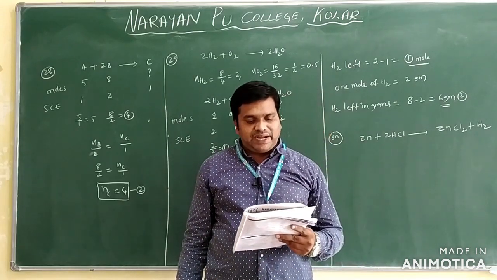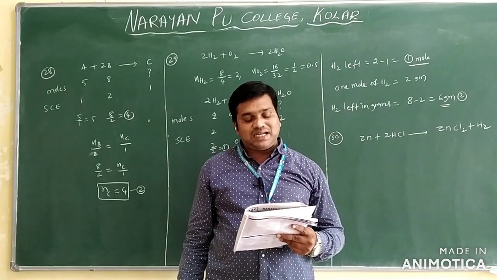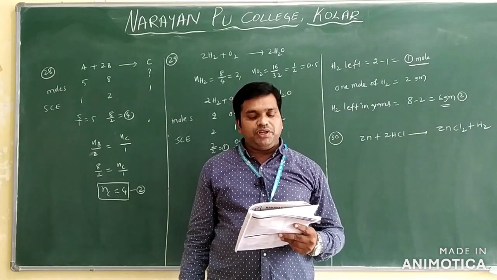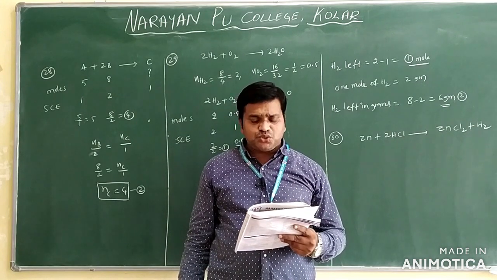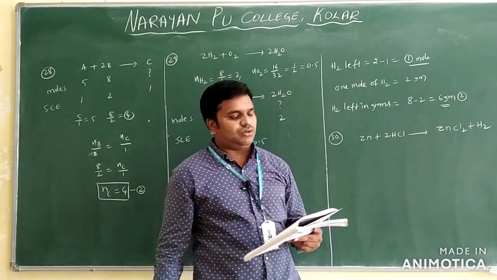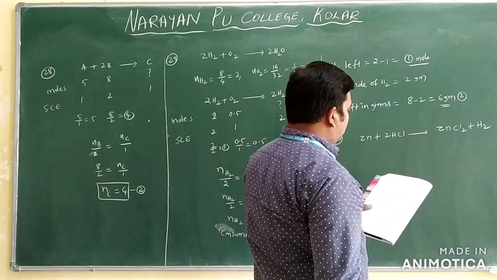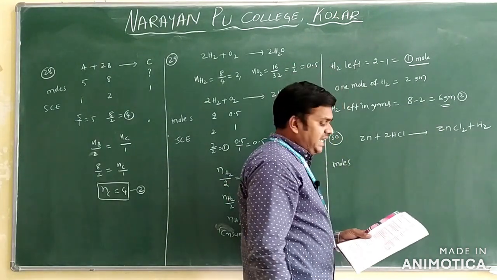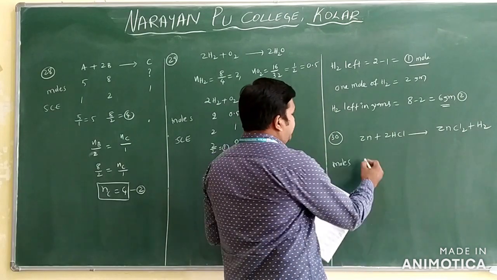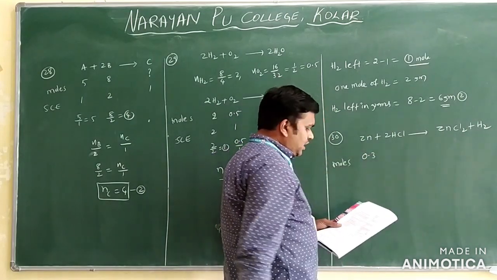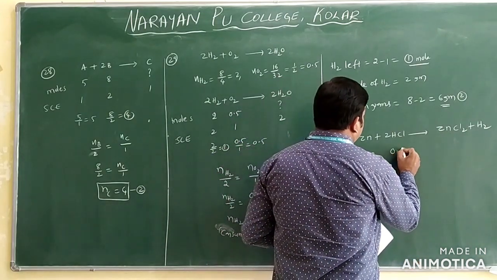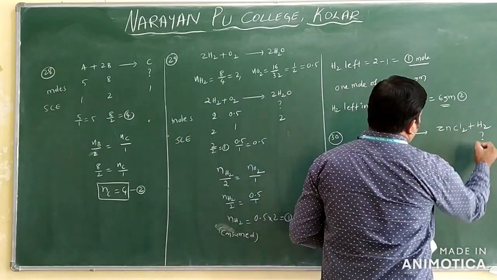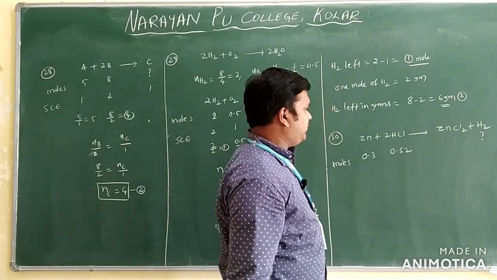0.3 moles of zinc are added to hydrochloric acid containing 0.52 moles of HCl. How many moles of H2 will be produced in this reaction? The number of moles of zinc is given. This is also a limiting reagent calculation. Moles of zinc given is 0.3 and moles of HCl given is 0.52. So they are asking how many moles of H2 are formed in the reaction.